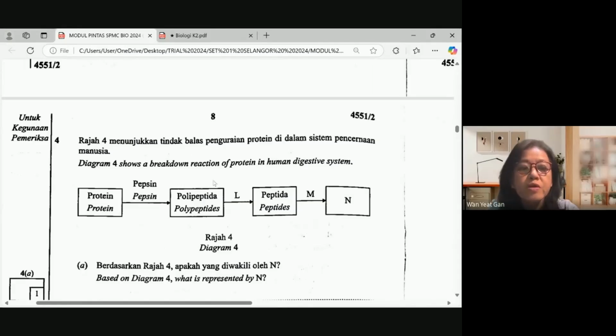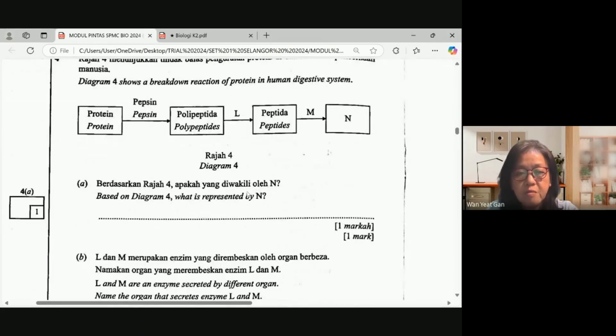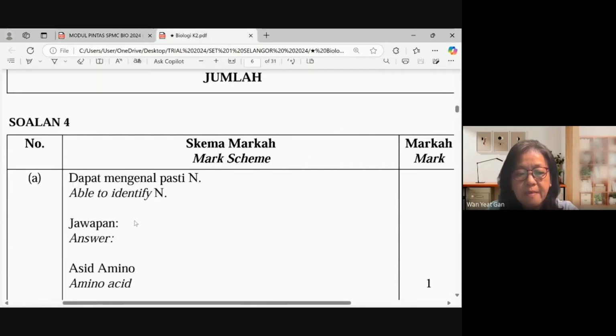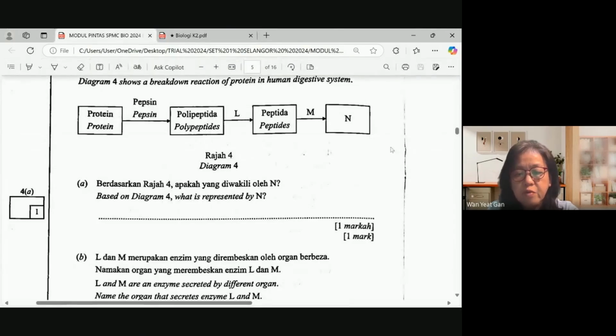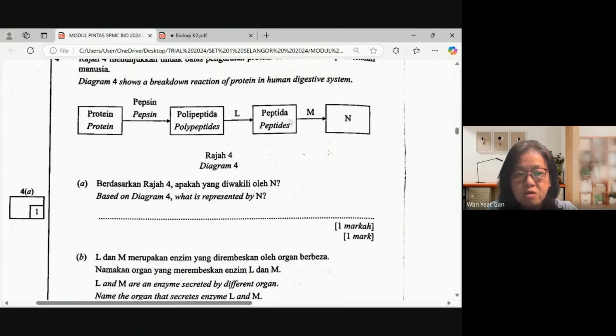Okay, we will continue with question 4. Diagram 4 shows a breakdown reaction of protein in human digestive system. So we can see here that they show the sequence and pathway of the digestion of protein to polypeptide to peptide and to N. So based on the diagram, what is represented by N? Okay, so N is amino acid. Now, amino acid is the end product of the process of digestion of protein.